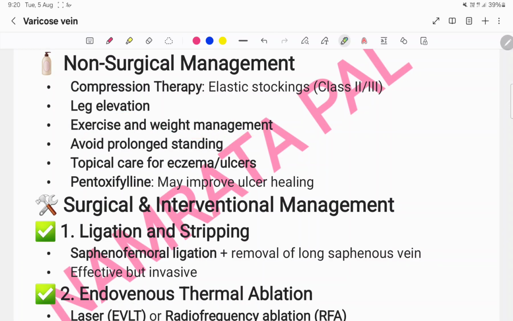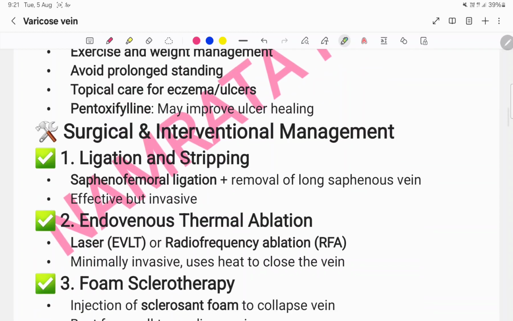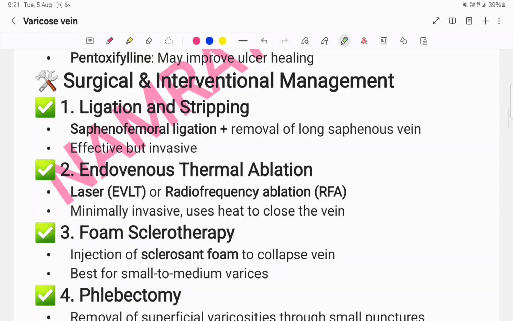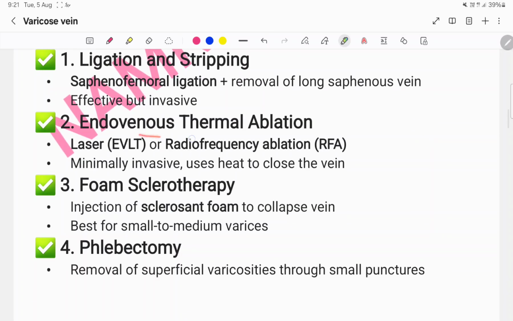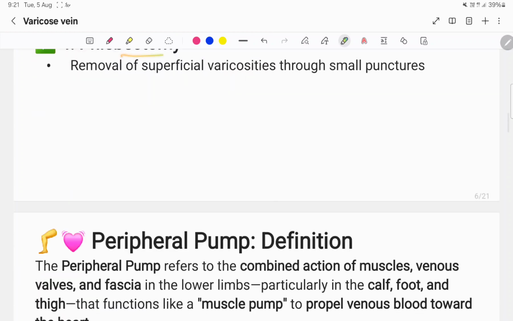Exercise and weight management, it is general management. Avoid prolonged standing. Actually, prolonged standing is a pathophysiological factor responsible for varicosity, so it is seen in traffic police, bus drivers, etc. Topical care of the eczema or ulcer, and pentoxifylline may improve ulcer healing. These are symptomatic management. Now, what are the surgical or interventional management? It is ligation and stripping, endovenous thermal ablation, laser and radiofrequency ablation, foam sclerotherapy, and phlebectomy.